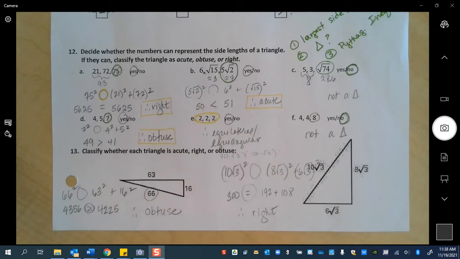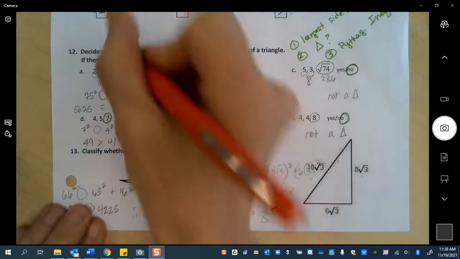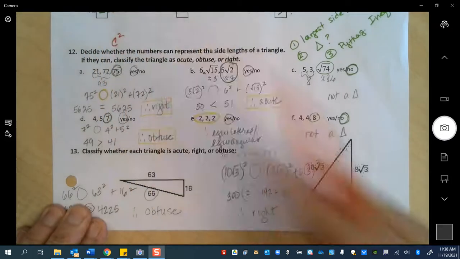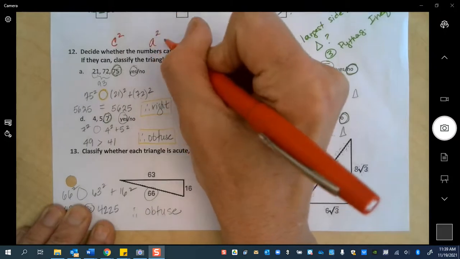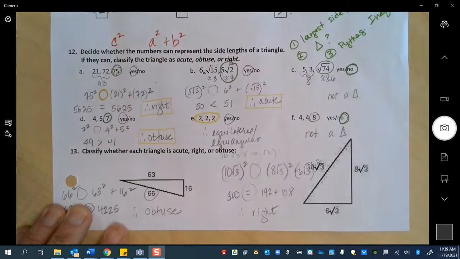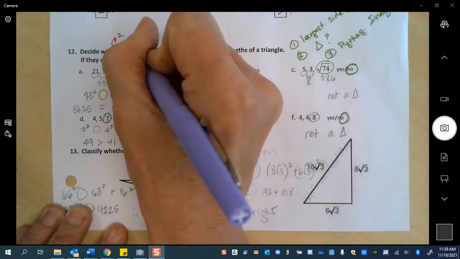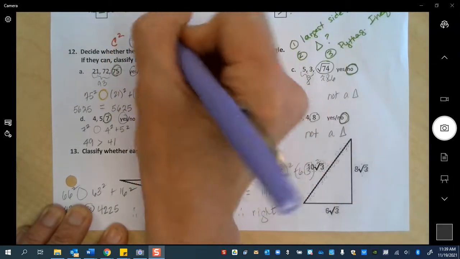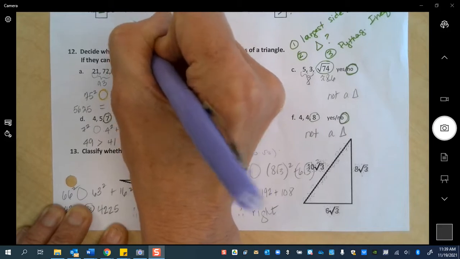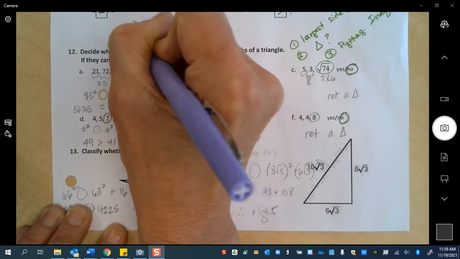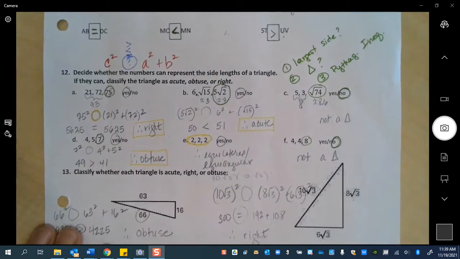And I'm telling you, the number one thing that makes the biggest difference for me is having c squared being compared to a squared and b squared. If I have c squared on this side and I'm looking at, is it bigger, is it smaller, or is it equal? That is what's going to help me figure out what kind of triangle I'm looking for. If c squared is bigger, it's obtuse. If c squared is equal, it's right. If c squared is smaller, it's acute.